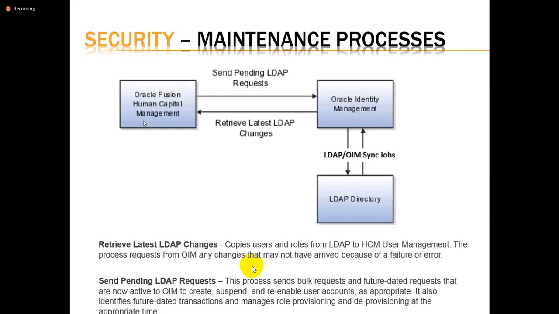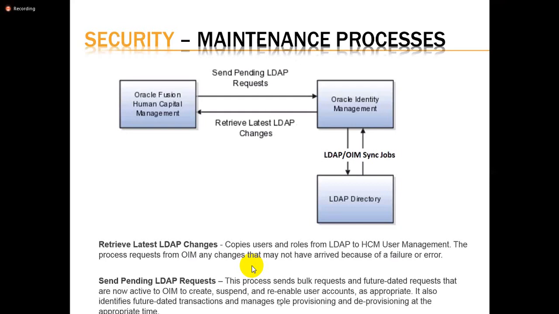So let us think of a scenario in the human capital management. A user is terminated. When a user is terminated, someone should know that this user is terminated and that access should be gone. So identity management should know that the user got terminated. How does that happen? Whatever changes happen in the human capital management system should be notified to the identity management. That will happen using send pending LDAP request.